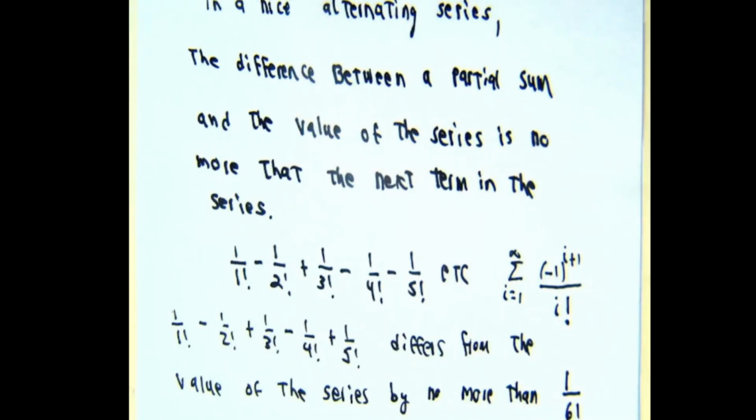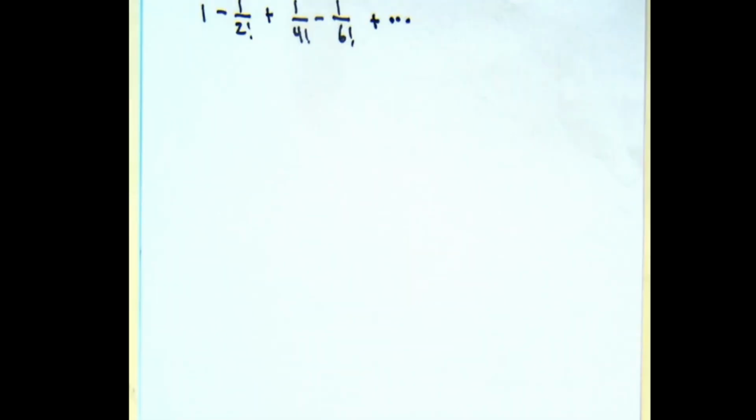If I approximate the value of the infinite series by this partial sum, this is going to give me some number. It's going to be an estimate for the value of this infinite series, and I guarantee you that that estimate differs from the true value by no more than this amount. One over 6 factorial, though, isn't a particularly tiny number, and we would like the difference between our estimate and the true value of the series to be tiny.